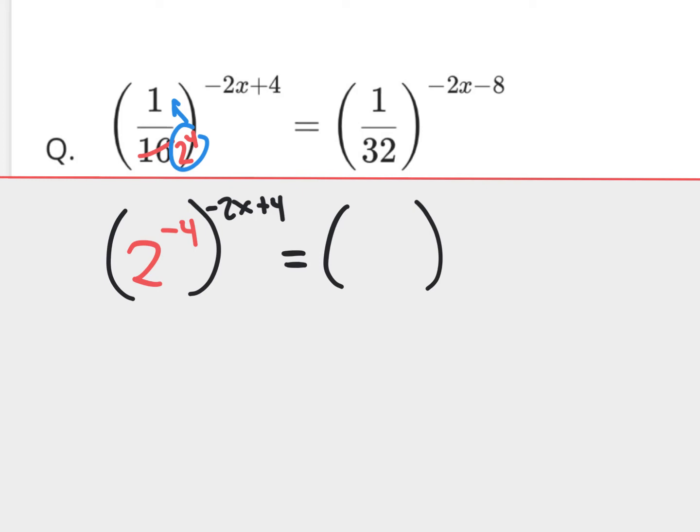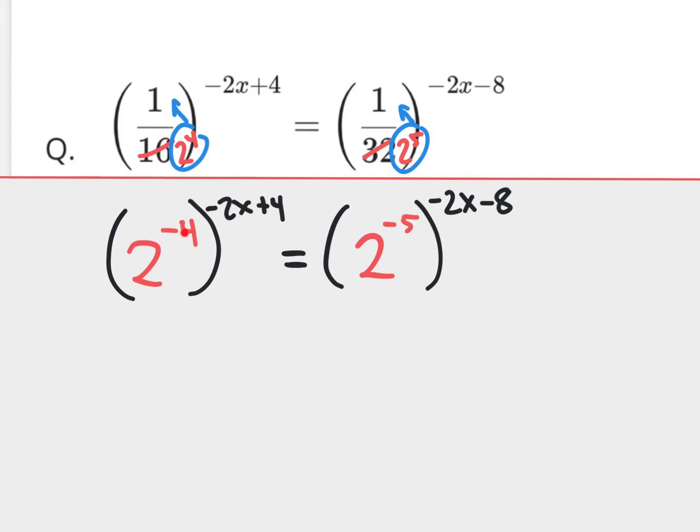And of course, you could use a calculator to figure that out, but 2 to the 5th is really 32. I'm going to take the 2 to the 5th and move it up to the top, and that will give me 2 to the negative 5, but no more fraction. And I still have the power of negative 2x minus 8. At this point, I have a power to a power, right?